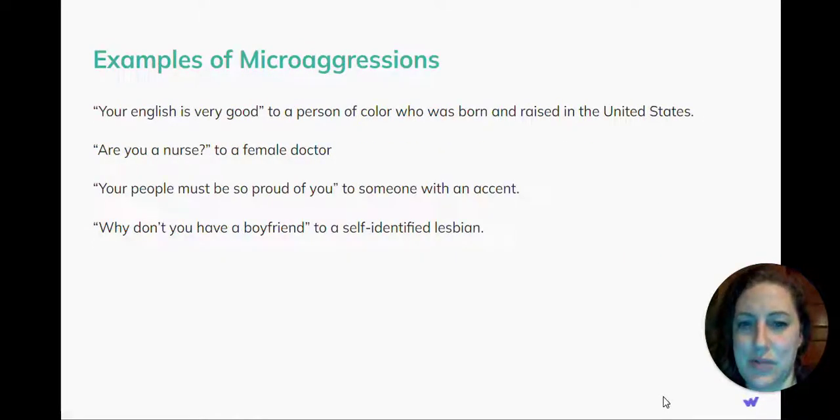Here are some examples of microaggressions. Saying, "your English is very good," to a person of color who was born and raised in the United States. Asking, "are you a nurse?" to a female doctor. Saying, "your people must be so proud of you," to somebody with an accent. Or saying, "why don't you have a boyfriend?" to a self-identified lesbian.